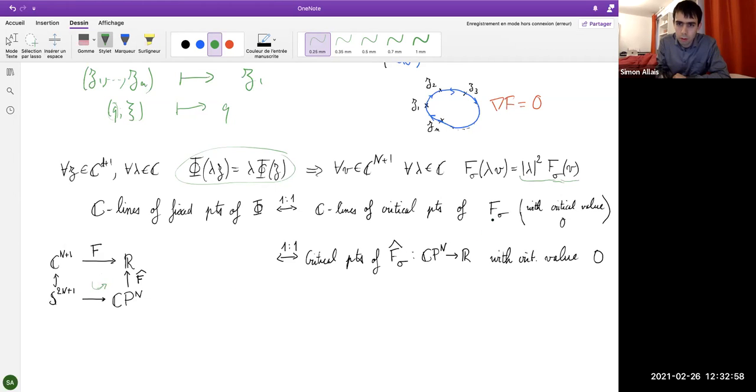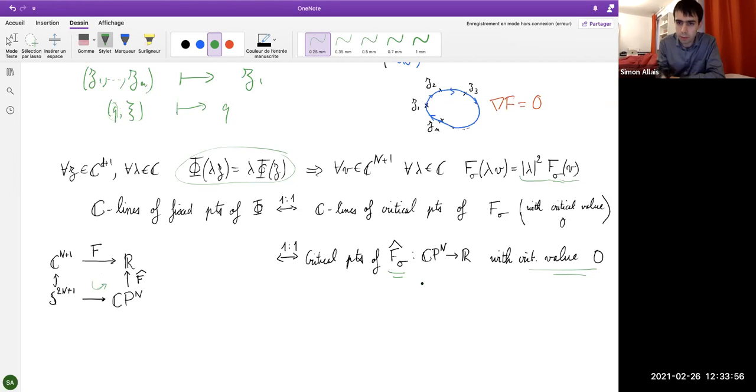So C lines of critical points of F now give us one for each C line, one critical point of F hat. And these critical points must have critical value 0 because they originally had it. And in fact, this is a bijection once you've said that you are looking at critical points of F hat with critical value 0. In general, a function on a compact manifold, the closed manifold CPN, will have other critical points, maximum and minimum, which will certainly not have the value 0, quite certainly.